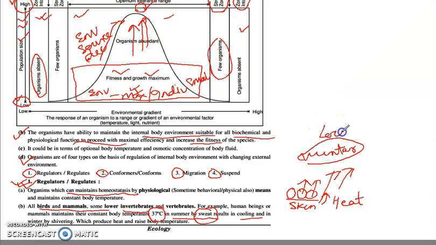In the winter season, what happens? The outside temperature is very low. When the temperature is very low, our body starts shivering. Our body starts shivering a lot, and as it shivers, it generates heat. It generates what? Heat in the body.